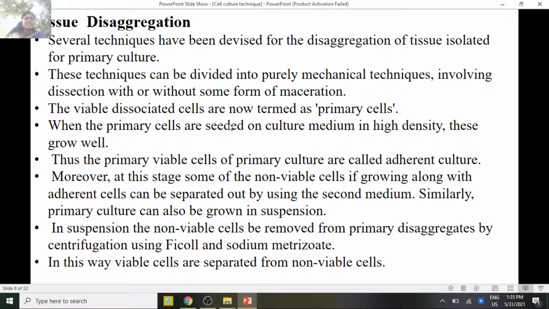When the primary cells are seeded on the culture media at a high density, they grow well. Thus, the primary viable cells of primary culture are an adherent culture. Moreover, at this stage, some non-viable cells growing along with the adherent cells can be separated out by using the second media. Similarly, primary culture can also be grown in suspension. In suspension, non-viable cells can be removed from primary disaggregation by centrifugation using Ficoll and sodium metrizoate, and this way viable cells are separated from non-viable cells.